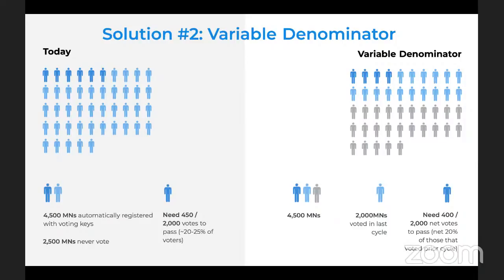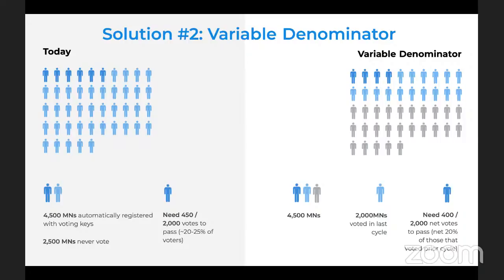Another potential solution here is what we're calling the variable denominator. This was an idea that was put forward by Quantum Explorer. Again, on the left, you see the existing system today for comparison. The way that this one would work is that the network would simply look at the last voting cycle and evaluate how many masternodes actually voted in that cycle. If around 2,000 of them voted, it would set a threshold based on that. So net votes to pass might increase in order to compensate for the fact that some of them would automatically not be counted in the denominator.